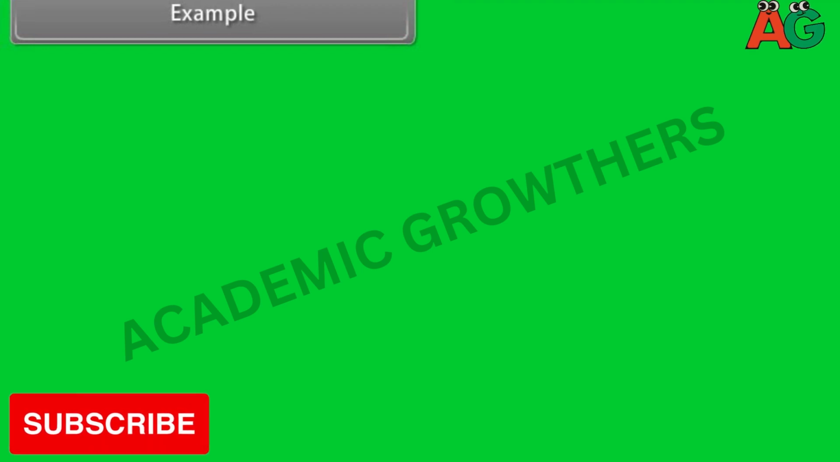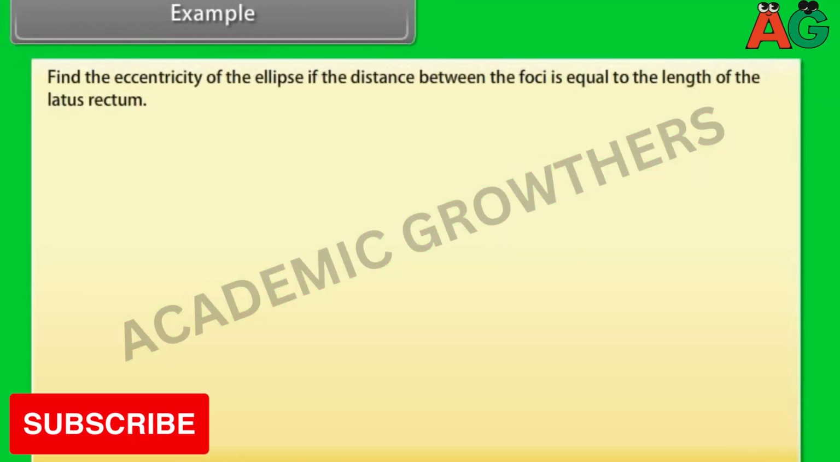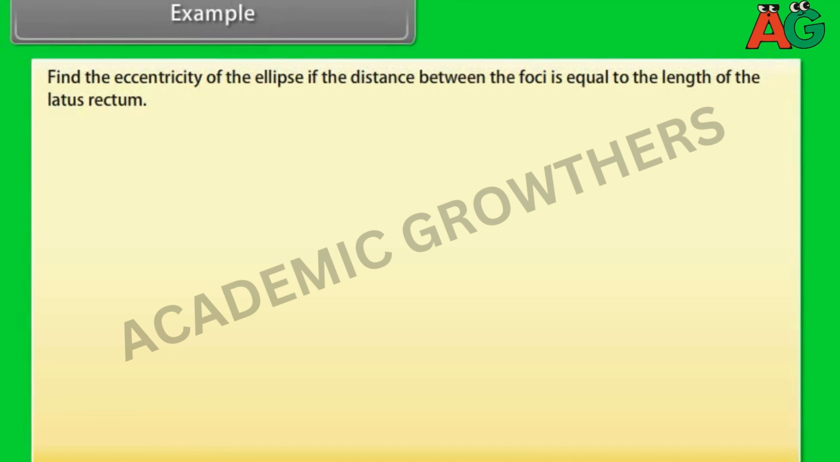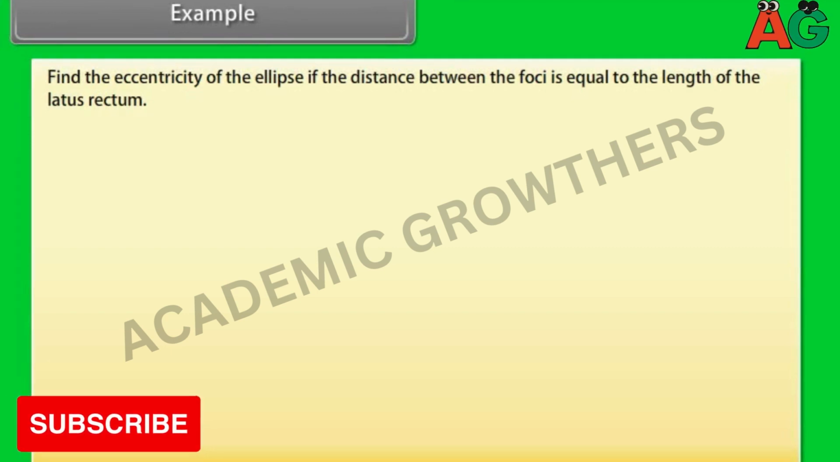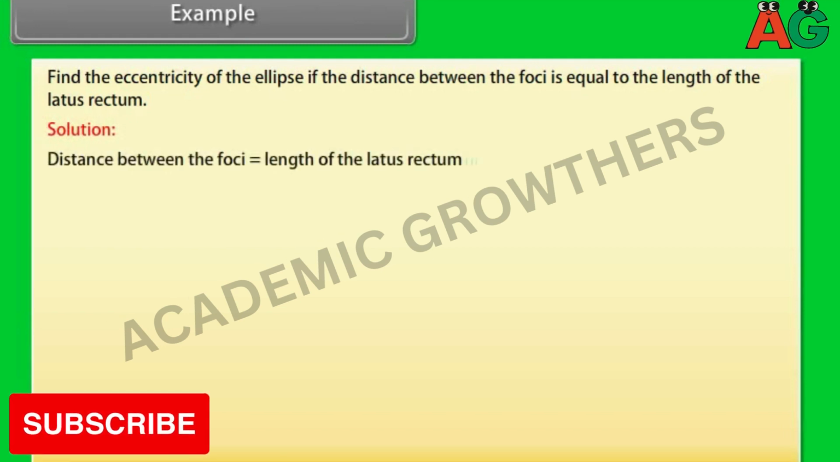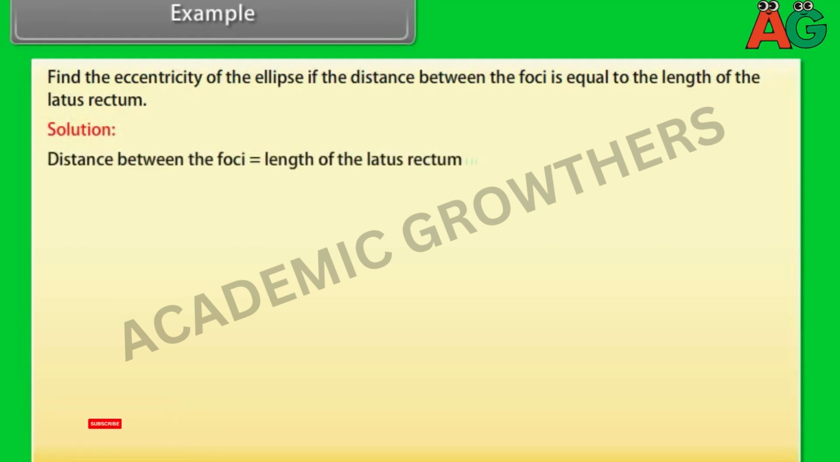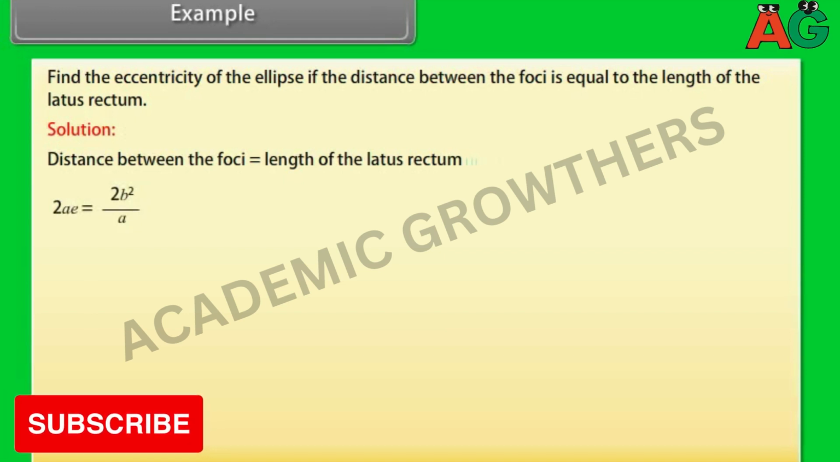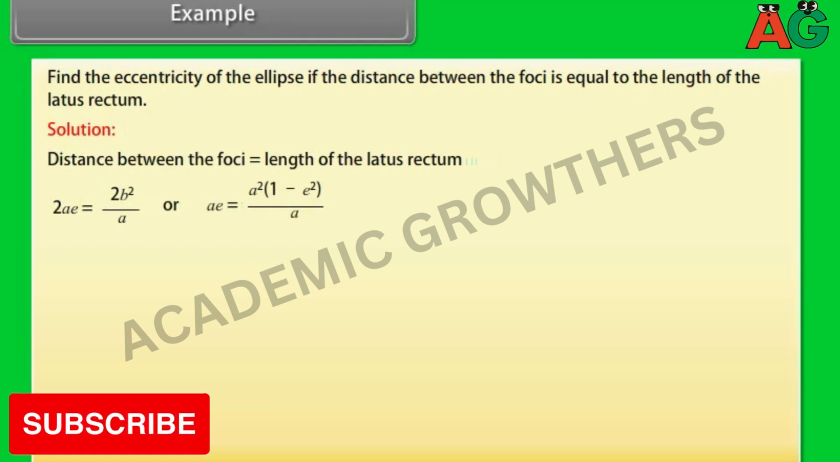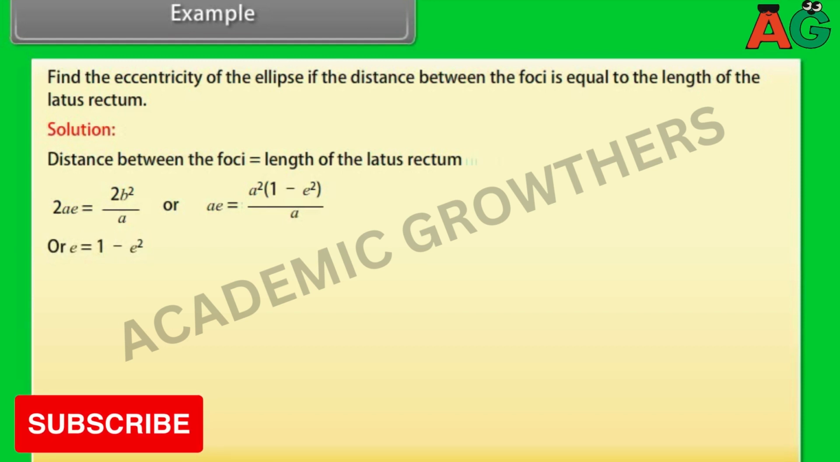Example: find the eccentricity of the ellipse if the distance between the foci is equal to the length of the latus rectum. Solution: distance between the foci is equal to length of the latus rectum. 2ae is equal to 2b squared upon a, or ae is equal to a squared into (1 minus e squared) upon a, or e is equal to 1 minus e squared, or e squared plus e minus 1 is equal to 0.